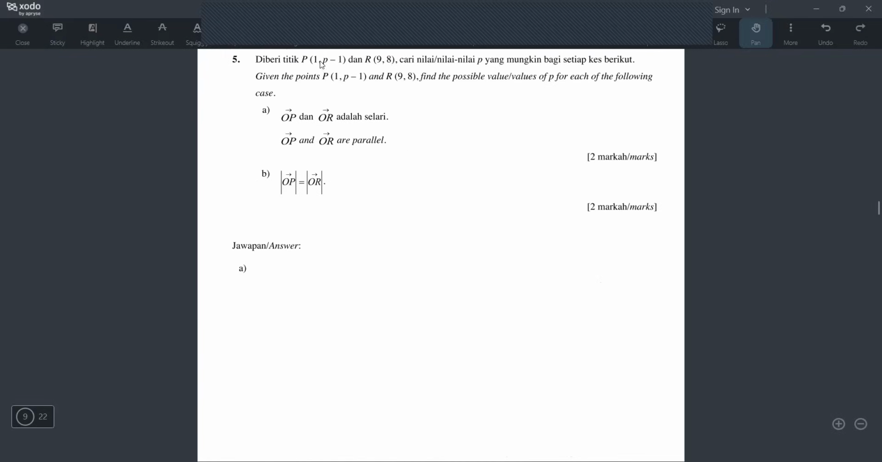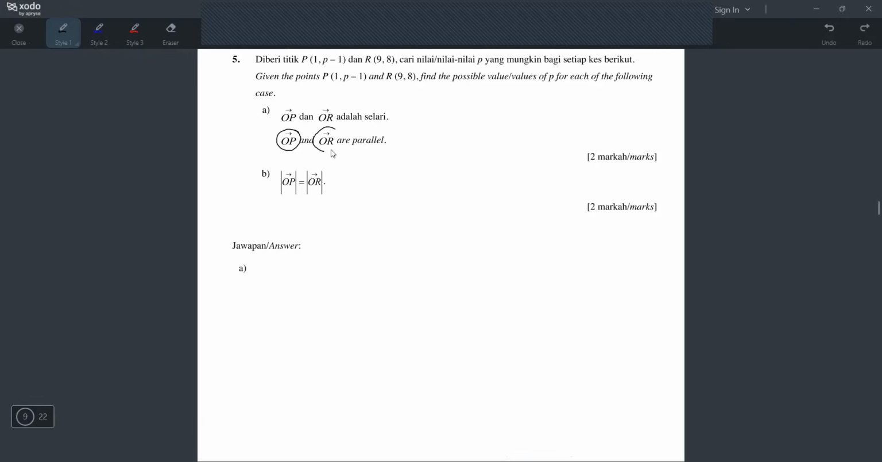Okay, let's continue with number 5. Okay, number 5. This is vector, I think. So let's read the question. Given points P(1, p minus 1) and R(9, 8), find the possible values of p for each of the following cases. Question A, vector OP and vector OR are parallel.